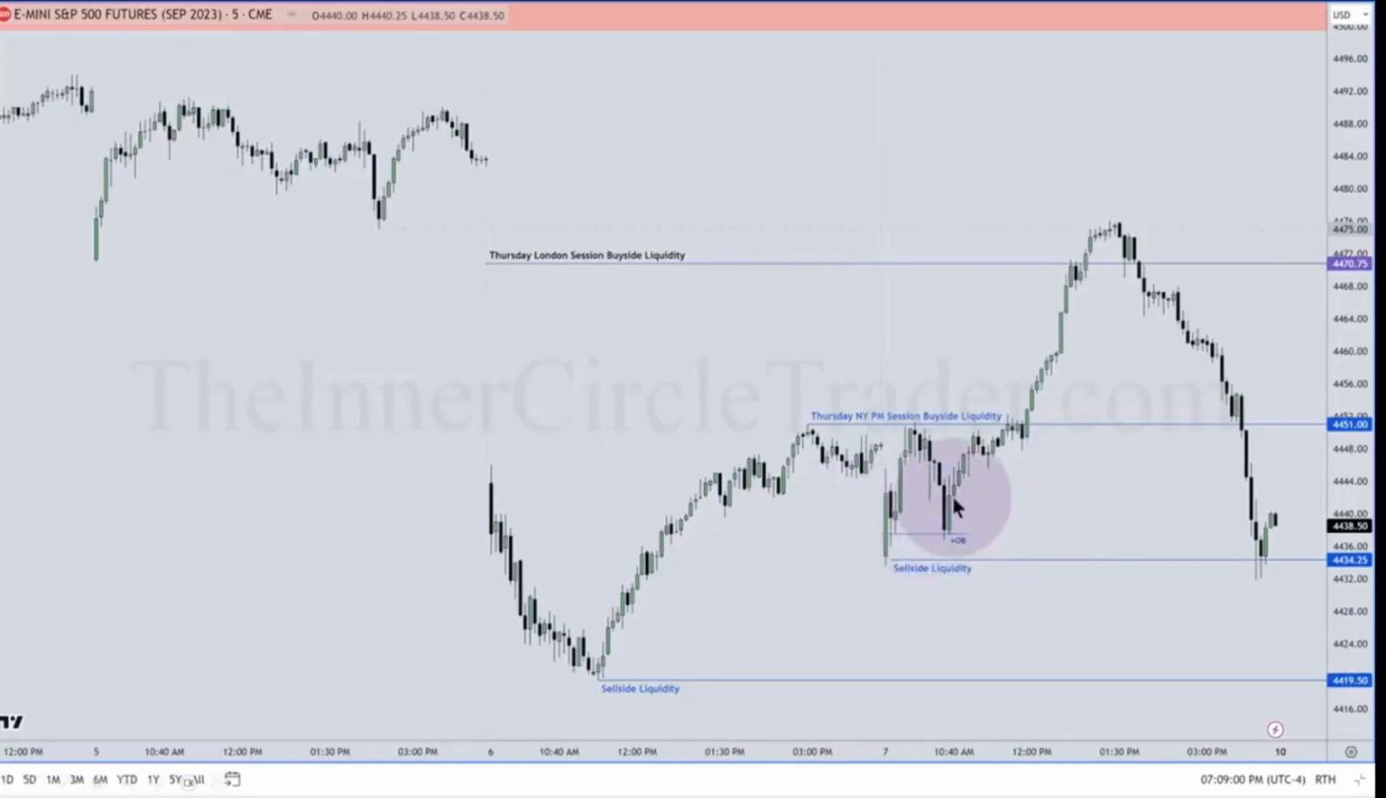So this is a classic ICT market maker sell model. So we have accumulation, reaccumulation, smart money reversal, low risk sell, distribution, redistribution, second stage distribution basically, and an aggressive sell off into sell side liquidity.